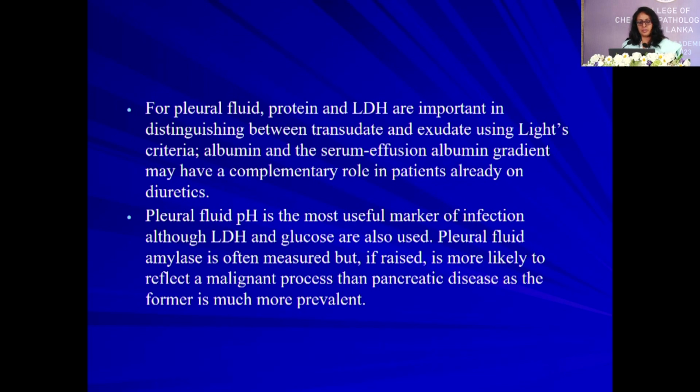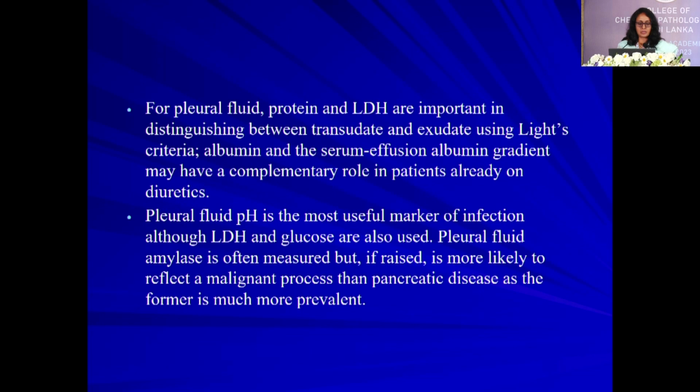For pleural fluid, protein and LDH are important in distinguishing between the transudate and the exudate using the Light's criteria. Albumin and the serum effusion albumin gradient may have a complementary role in patients already on diuretics. Pleural fluid pH is the most useful marker for infection, but the LDH and glucose are also used.